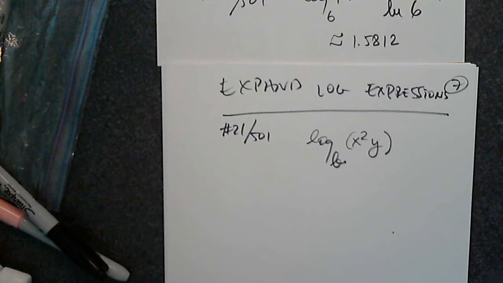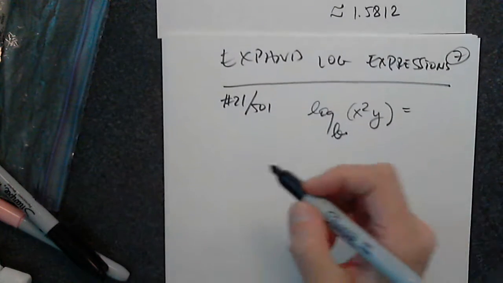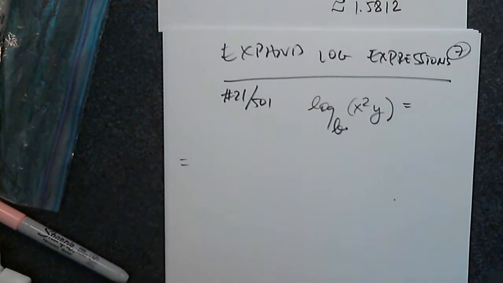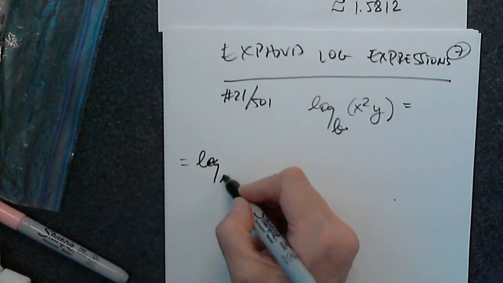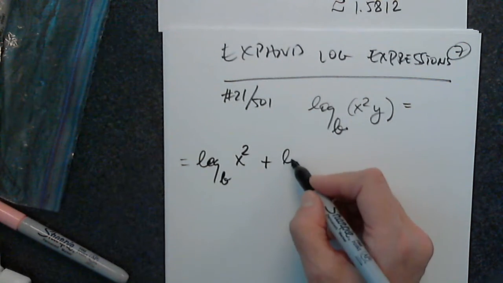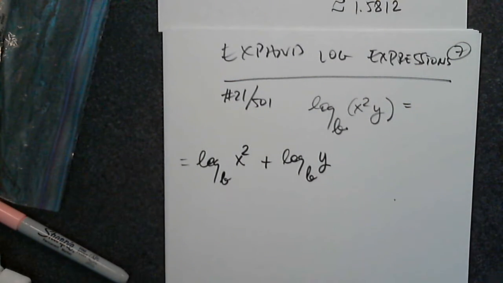Normally we start with a quotient, but there is no quotient here. I have a product of x squared times y, so I have to start with a product. What do we know about log applied to a product? It changes into log base b of x squared plus log base b of y. So it was log applied to a product, which changes into log of the sum of two logs. Is this step clear?